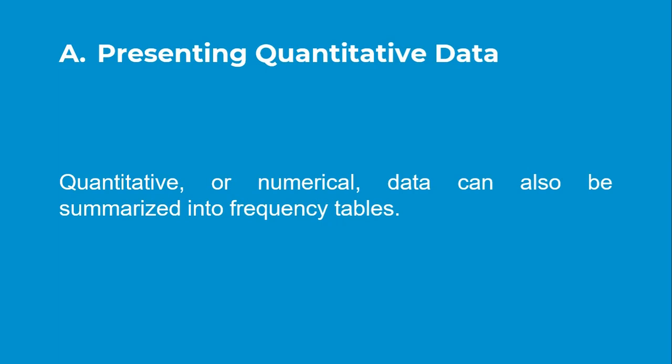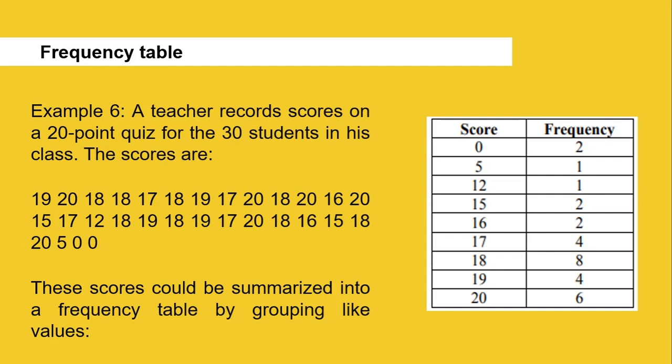Next, quantitative data. Quantitative, or what's this? Numerical data. They can also be summarized into a frequency table. Looking at this one, this is how it would look like. So for example, a teacher records scores on a 20-point quiz for 30 students in his class. So these are the scores of the 30 students.